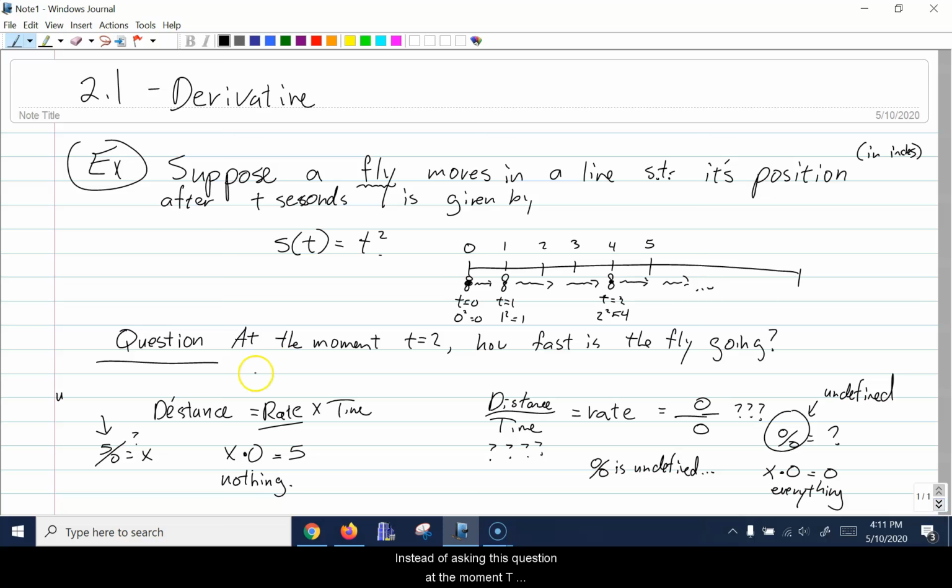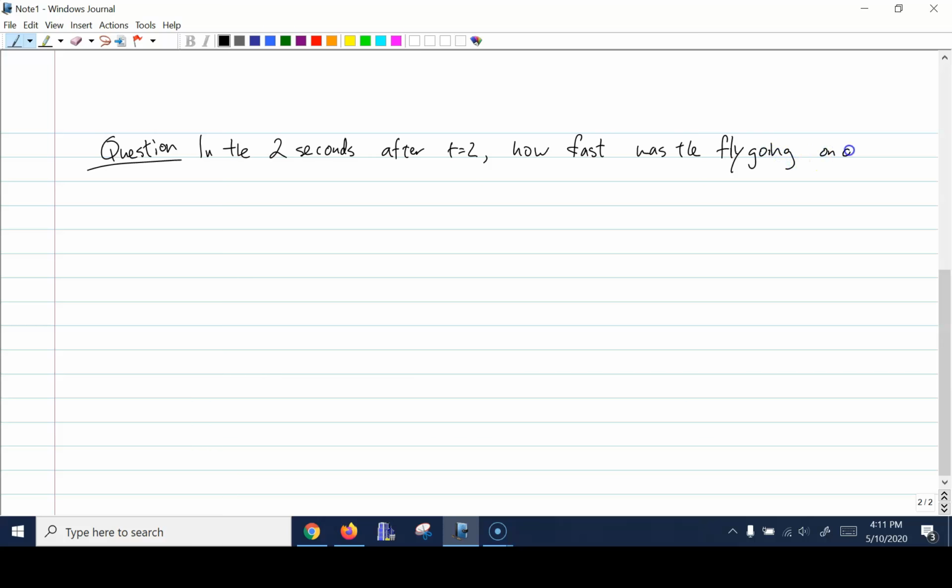Instead of asking this question at the moment t equals 0, which is a fundamentally hard question, we start by answering the question that we can answer. Question: in the 2 seconds following the moment t equals 2, how fast was the fly going on average? The question we're asking about is what's the fly's average rate of change over this period of time, which is a thing we can answer.